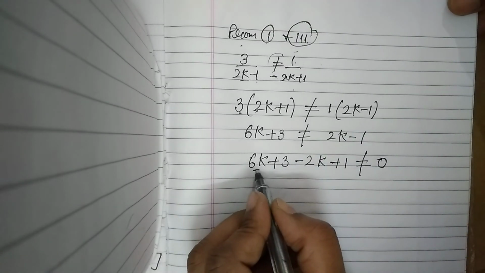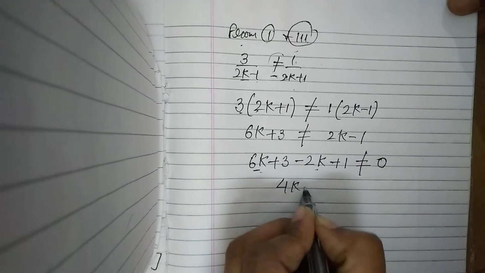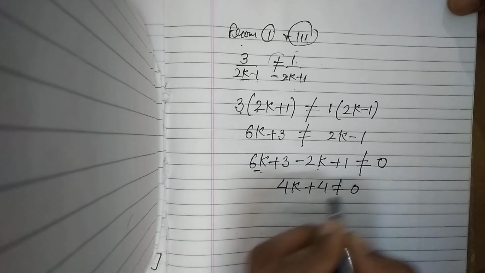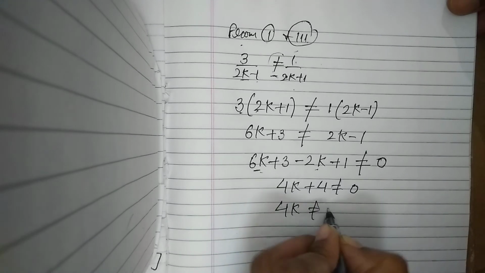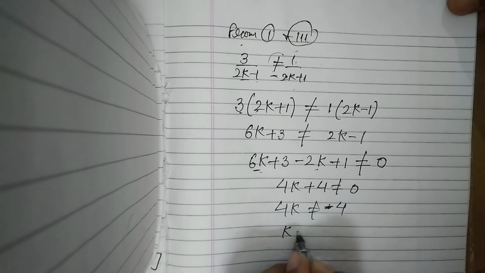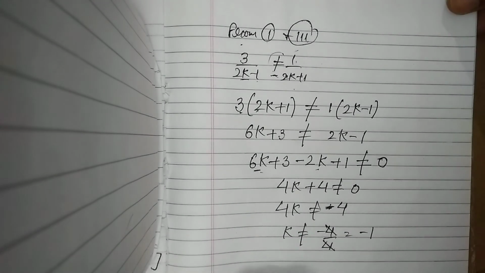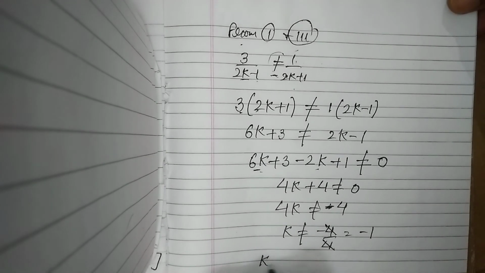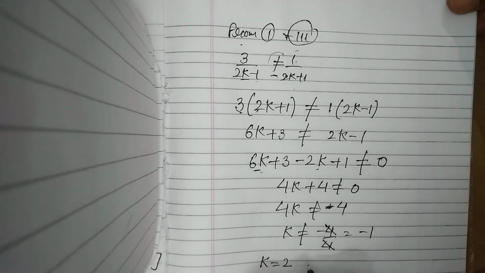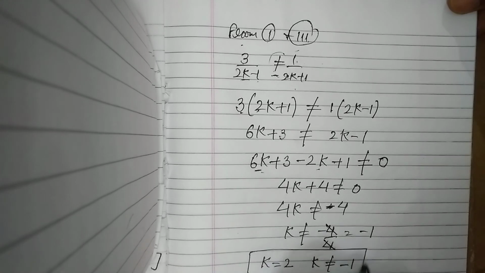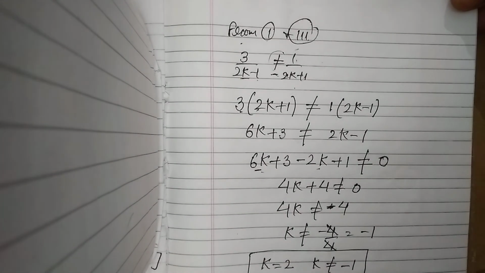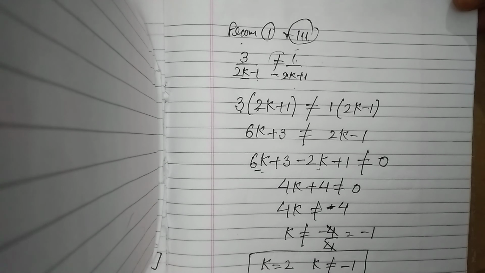Now 6k minus 2k, 4k plus 4 is not equal to 0. Now 4k is not equal to minus 4. Then k is not equal to minus 4 upon 4, that is minus 1. Now for the first two equations k is equal to 2, and for taking first and third equations k is not equal to minus 1. So our answer is the value of k should be 2 and is not equal to minus 1 for obtaining no solution of these equations.